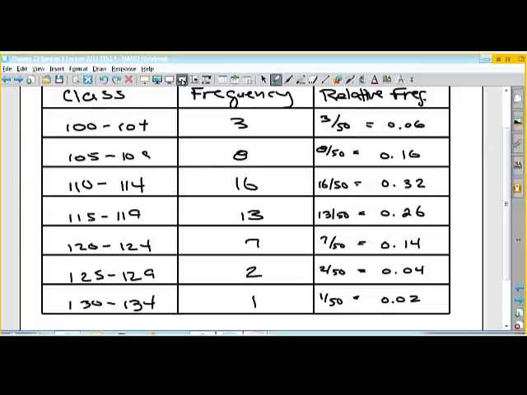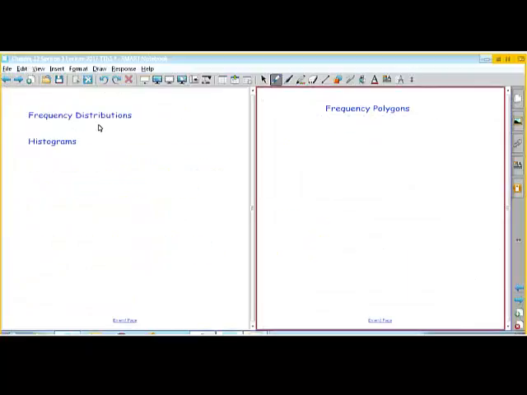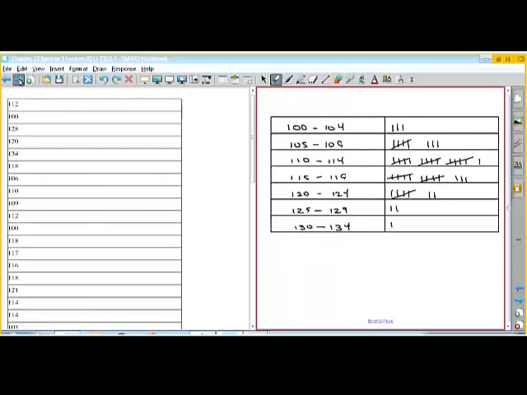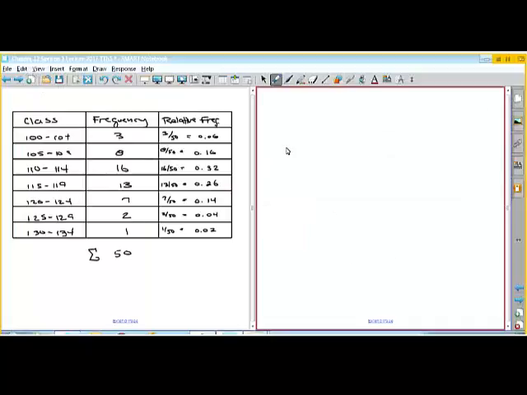Okay, so that is the terminology here. Those are frequency distributions. Now, a histogram is just taking that data and making a table or a graph out of it. So I'm going to do a sketch of one, and then we're going to show you how to do all this using spreadsheets.